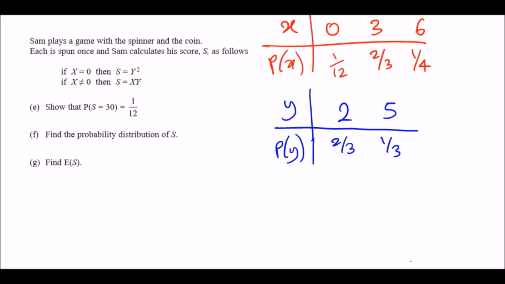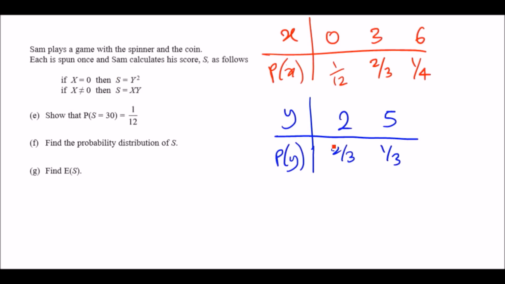Okay, parts E, F, and G. Let's have a look. Sam plays a game with the spinner and the coin. Each is spun once, and Sam calculates his score S as follows. Just to make it clear, you only do them both once. So we have to combine them. We need to multiply them once each. Let's have a look at what happens.